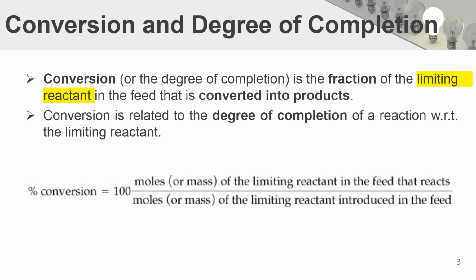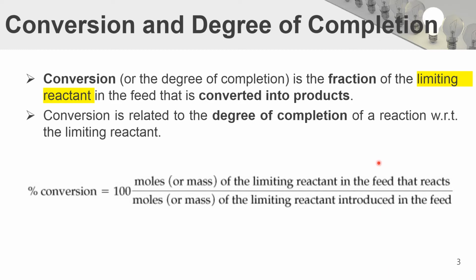Conversion and degree of completion, actually these both terms are interrelated to each other. For example, conversion is the fraction of the limiting reactant in the feed that is converted into products, and conversion is related to degree of completion of a reaction with respect to limiting reactant. So if we calculate conversion, we can relate it to the degree of completion, and the relationship for conversion is moles or mass of the limiting reactant in the feed that react divided by moles or mass of the limiting reactant introduced in the feed.